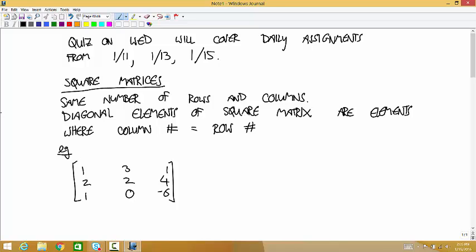Okay, so the diagonal elements are these 3, because it's row 1, column 1, row 2, column 2, row 3, column 3.